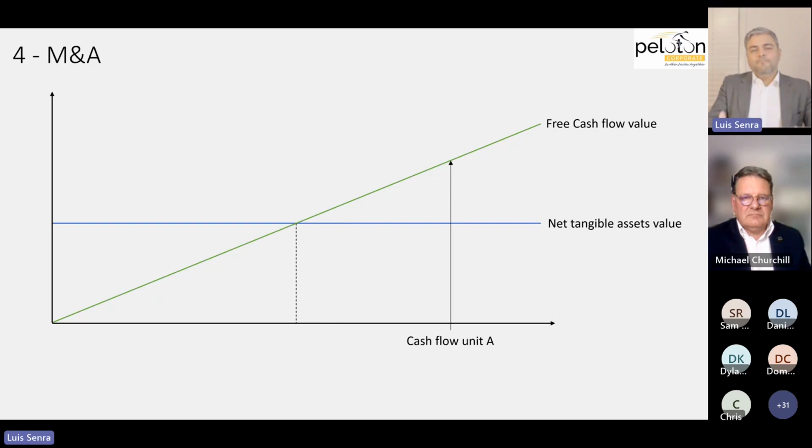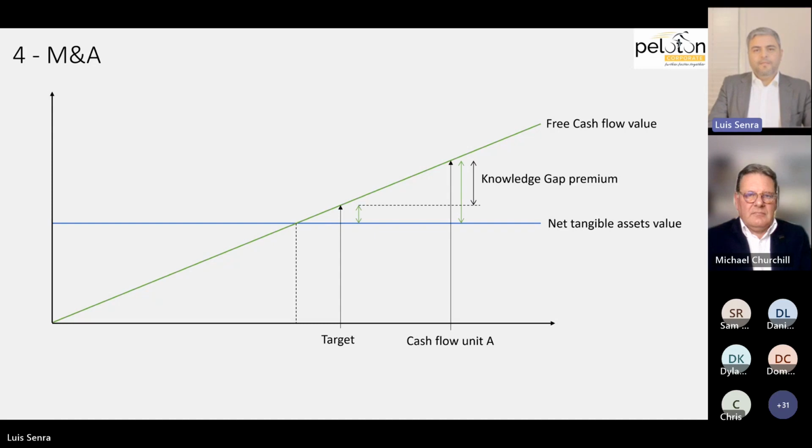The fourth way, merger and acquisition. Merger and acquisition is something that private equity use a lot, and I think much more than the normal company. But there is one specific thing that needs to be inside the merger and acquisition to create value through merger and acquisition. That is the knowledge gap. And this is not simple to have.